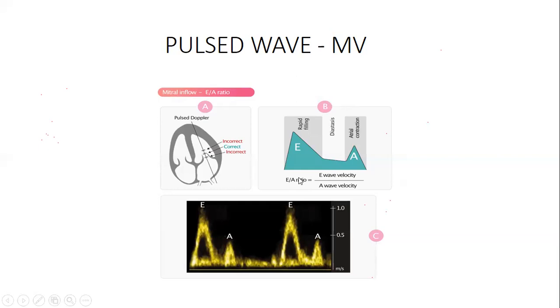On echo results or echo report, you find people have put the EA ratio. EA ratio. It's the E wave and the A wave. The EA ratio should be more than 1. We'll explain these things when it comes to the actual stuff. But I wanted to show you the pulsed wave on the mitral valve, and this is how it comes out. Don't get surprised when you find this wave.